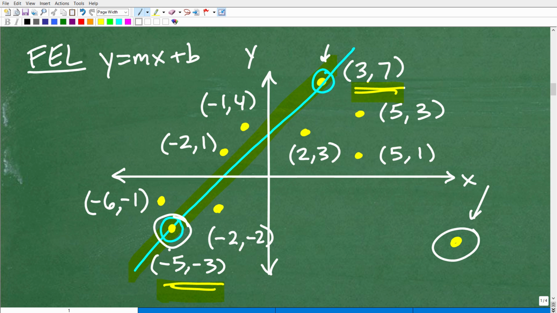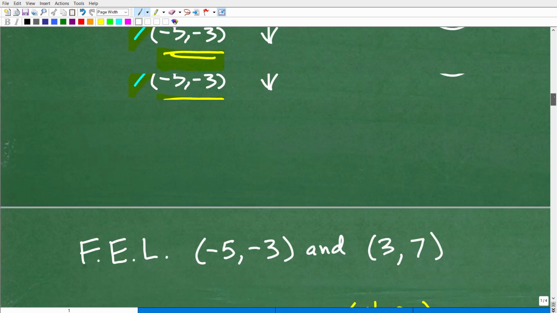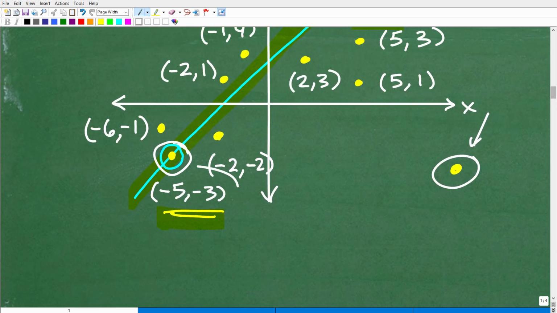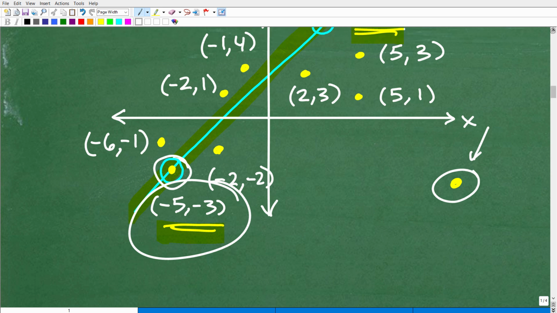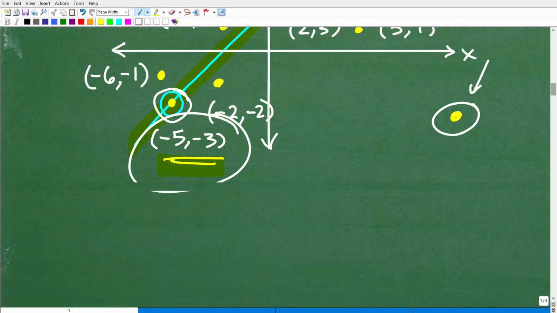But let's go ahead and now find the equation of a line that goes through these two points, and that would be what we would classify as the best fitting line. Okay, so the best fitting line is a term that goes along with scatter plots. Okay, so let's get to it. Again, I'm going to use these two points here, (-5, -3) and (3, 7). Those are the two ordered pairs, the two coordinates that I'm going to be using.